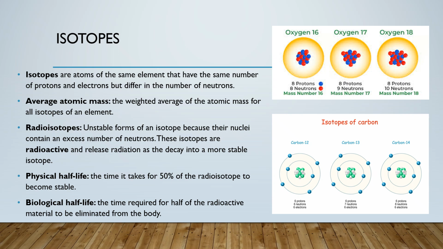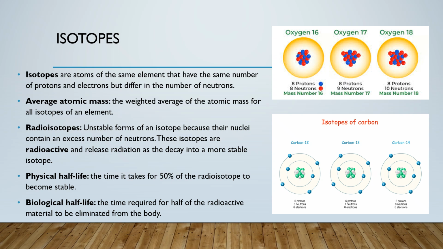Isotopes are atoms of the same element. They have the same number of protons and electrons, but a different number of neutrons. They have the same chemical behavior, but different atomic mass. An example is the carbon isotopes carbon-12, carbon-13, and carbon-14. The average atomic mass of carbon is equal to 12.01 atomic mass units.